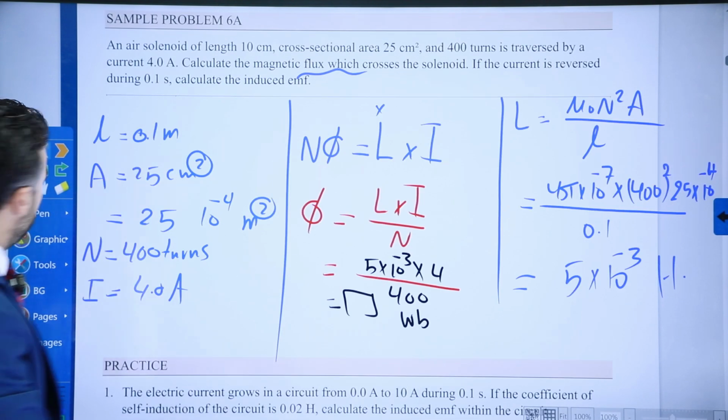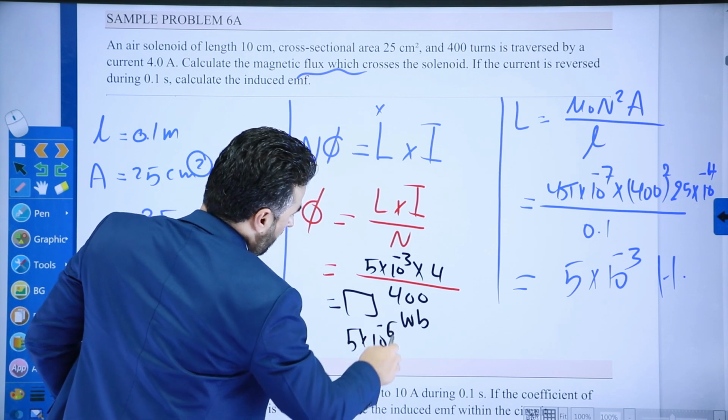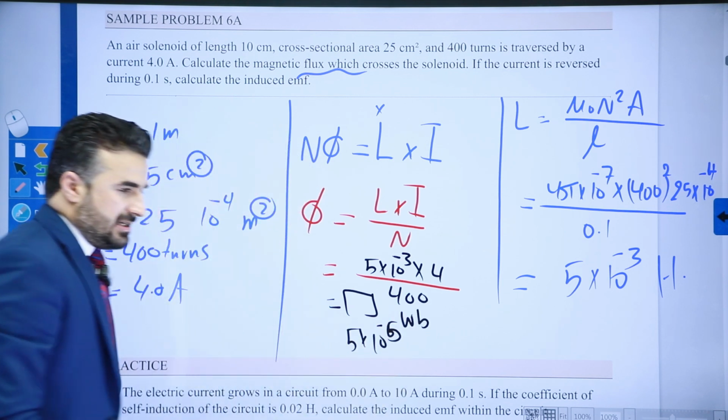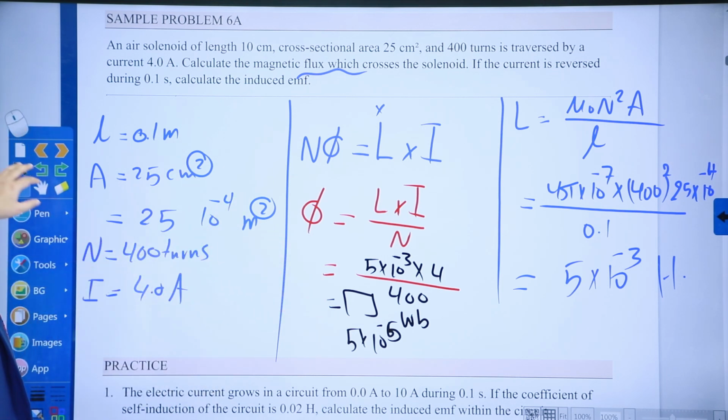Okay, 5 times 10 to the power negative 5 Weber, or you can say Tesla meter squared as well. That is the answer for this. Now let's go back and solve the third part of the question, which says what?